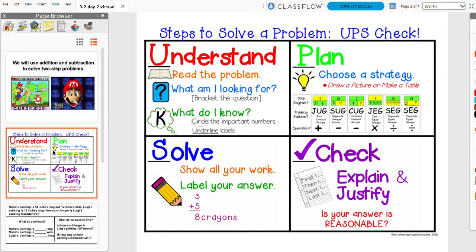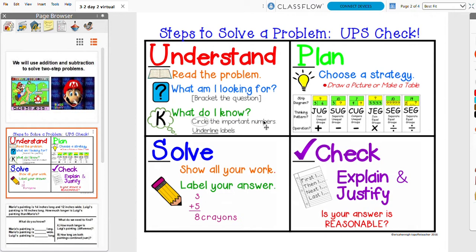Because I know sometimes when students are working with word problems, they can get a little confused, and that's why we need to have a good attack plan, just like Mario would when he is powering up and going through his levels. So here's UPS.